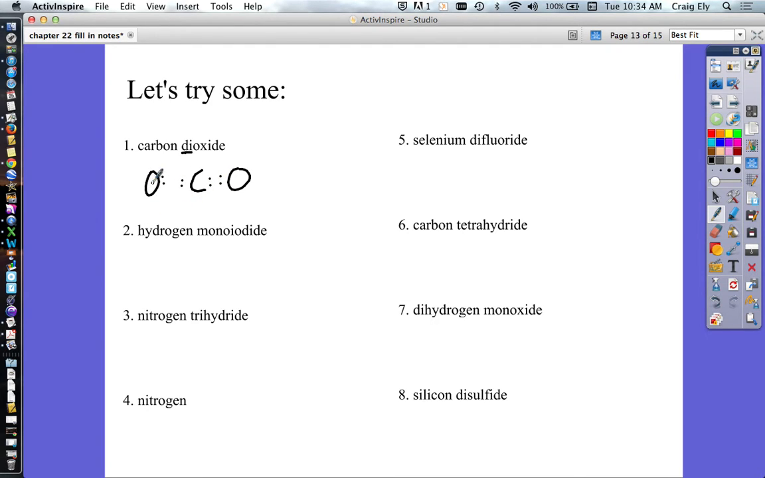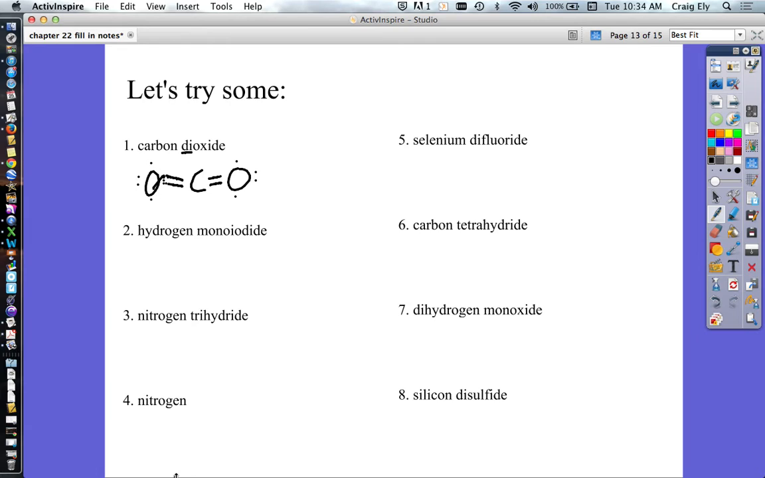So let's just stay with the oxygen on the left. So I've got 2 here, so that's 2, 3, 4, 5, 6. Now all I have to do is draw my lines here to represent these shared electrons.